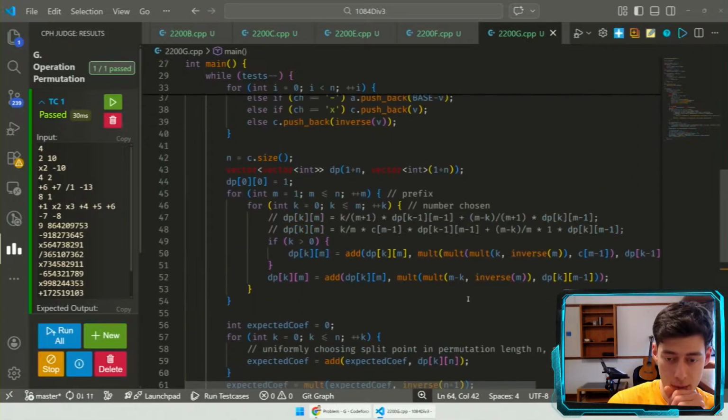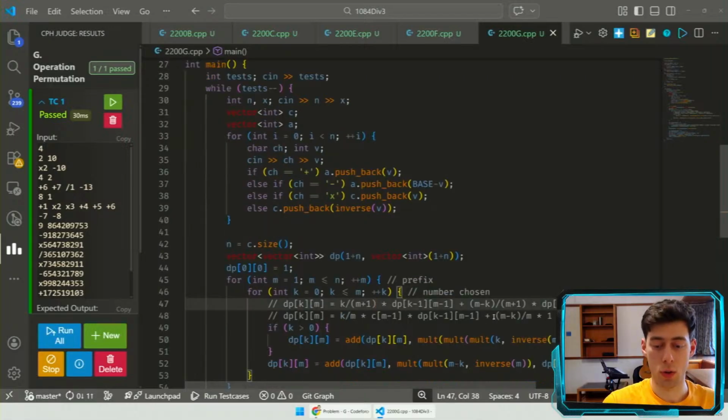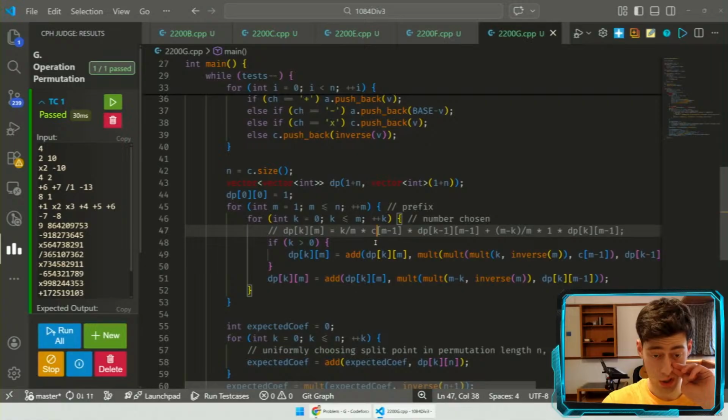No more random. Okay. Why did I leave this in here? This was the wrong one. This was the wrong one. So this is what we're doing.